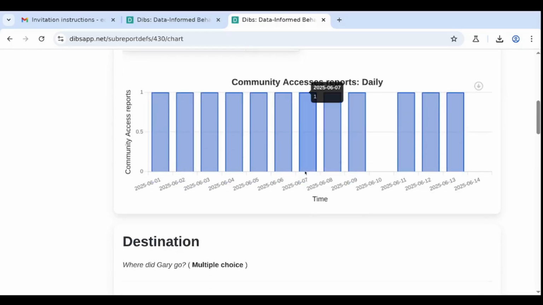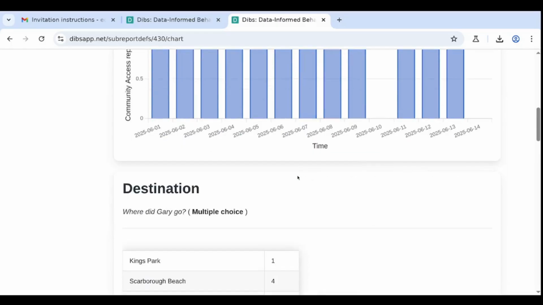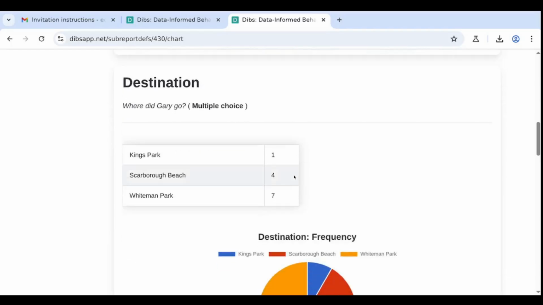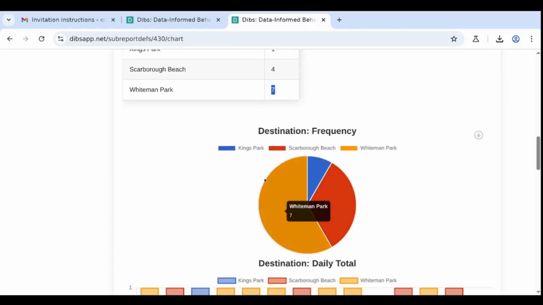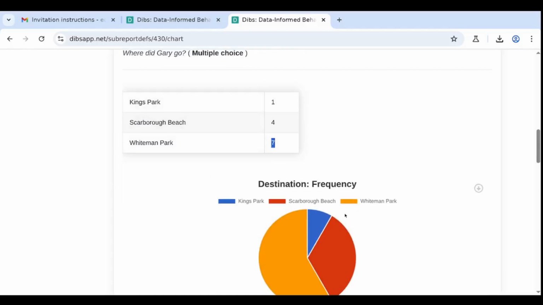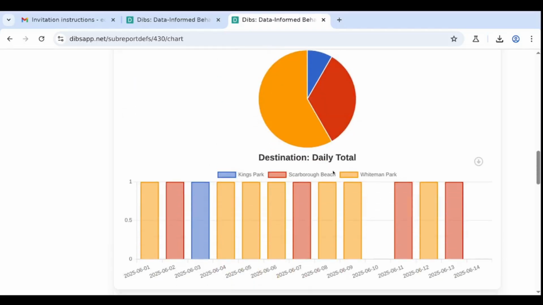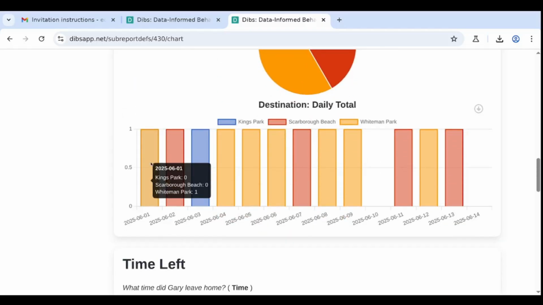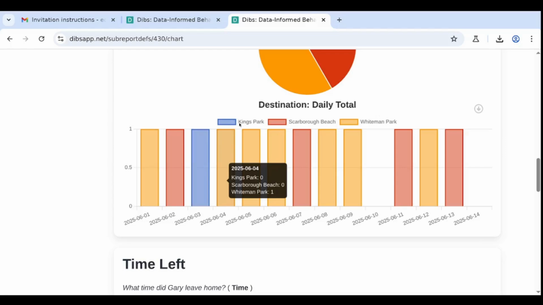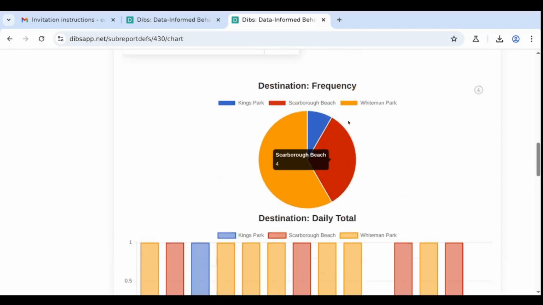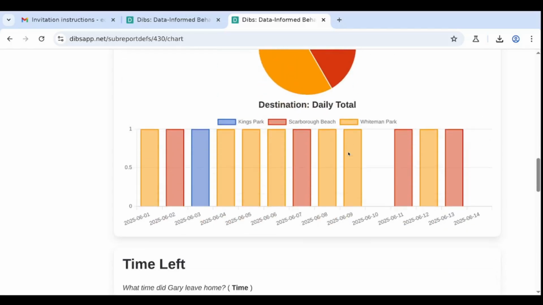After that, all of the charts that we see are going to be addressing each individual question. So this is summarizing the data about where did Gary go. He went to these 3 different places. This is how many times he went to each of these places. Here is a pie chart showing that same information in a pictorial way. And here we have, once again, a time chart. So on each specific day, where did they go? We can click these on and off if we want. We can do the same up here too.